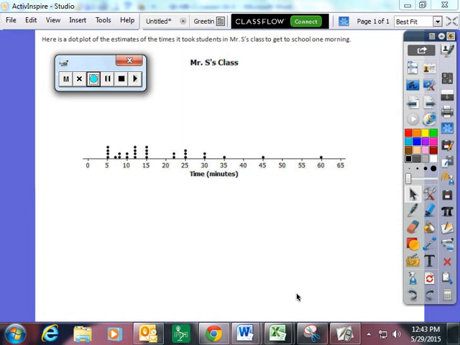Today in lesson 15, we did more on box and whisker plots. So here's a dot plot of the estimates of the times it took students in Mr. S's class to get to school one morning.